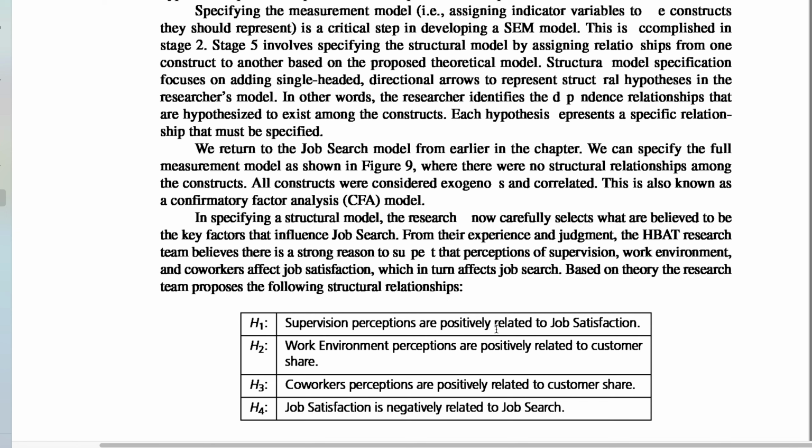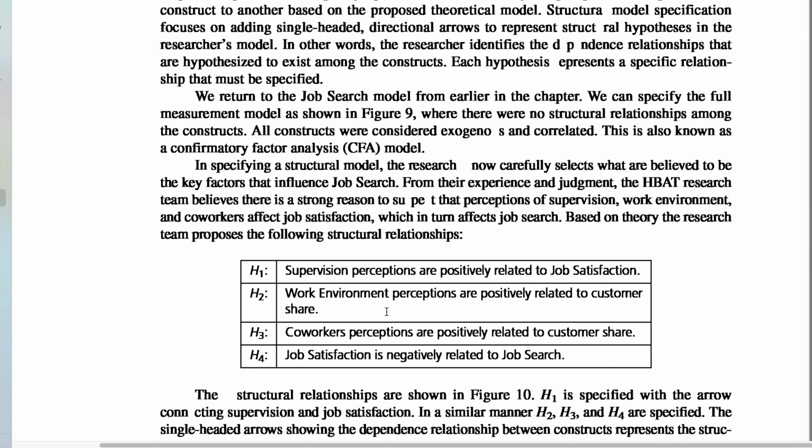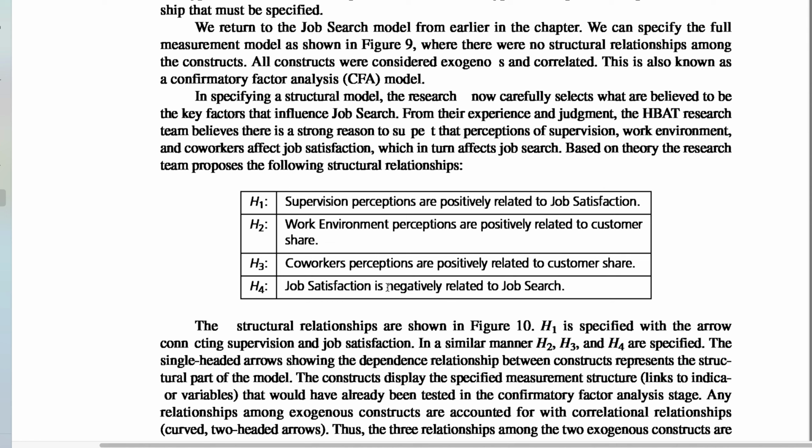The HBAT research team believes there is a strong reason to presume that the perceptions of the supervisor, work environment, and co-workers affect job satisfaction, which in turn affects job search. Based on the theory, the research team proposed the hypothesized structural relationships. The first: supervision perceptions are positively related to job satisfaction. Second: work environment perceptions are positively related to job satisfaction. Third: co-worker perceptions are positively related to job satisfaction.